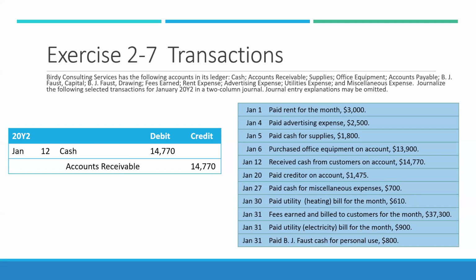Now, guys, receive cash from a customer on account, 14,770. Again, what do I always say? What happens to cash? It goes up. So what are we going to do? Debit cash. And then accounts receivable. Why are we crediting accounts receivable? Why is it decreasing? They don't owe us that anymore, do they? Does that make sense? Okay.